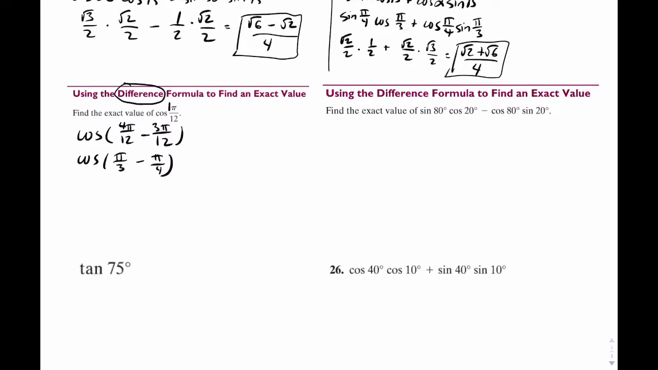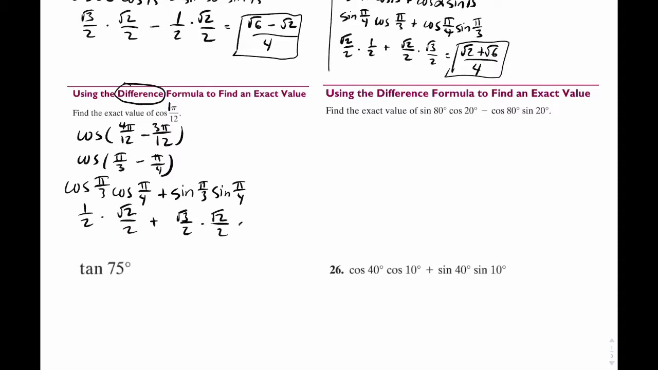Now we just use the formula. Let's go straight to it. Cosine pi over 3, cosine pi over 4. And this is cosine, so the sign is going to switch. So we're going to put plus sine pi over 3, sine pi over 4. Now we evaluate. This is 1 over 2 times root 2 over 2 plus root 3 over 2 times root 2 over 2. Let's simplify. Root 2 plus root 6 all over 4. And there's our answer.